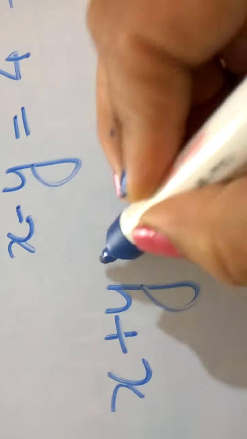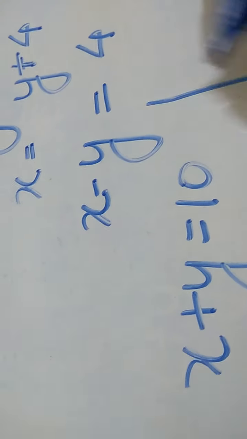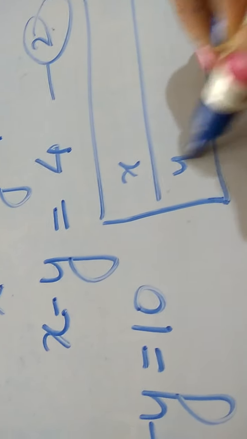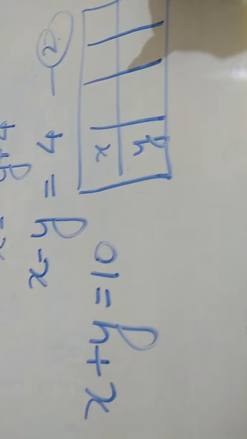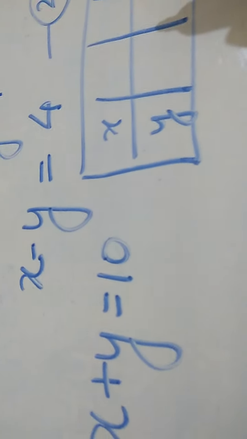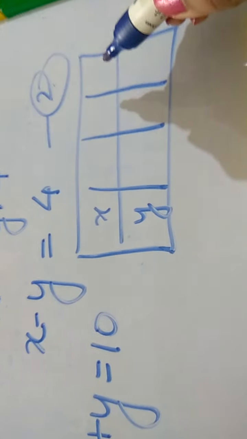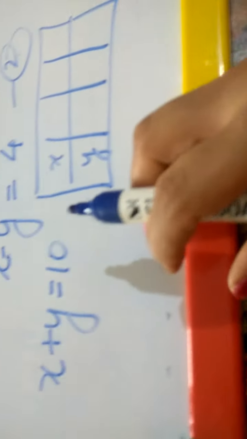Now let me take the first equation and find corresponding values of x and y. We will find three pairs of values. We should always find minimum 3, and maximum we can find more also, but minimum 3 values we must find for the accuracy of the graph.